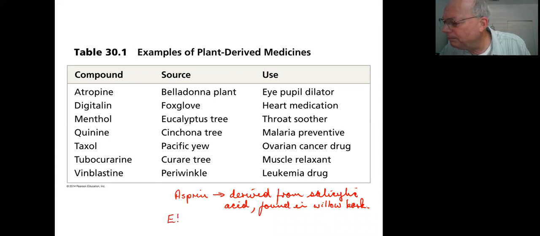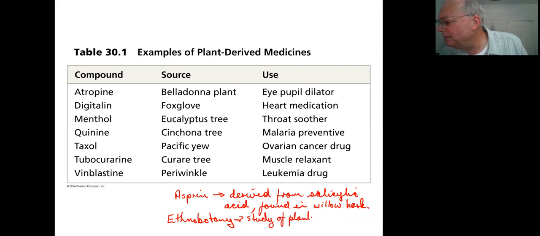Ethnobotany is the study of plants as medicinals by traditional cultures.